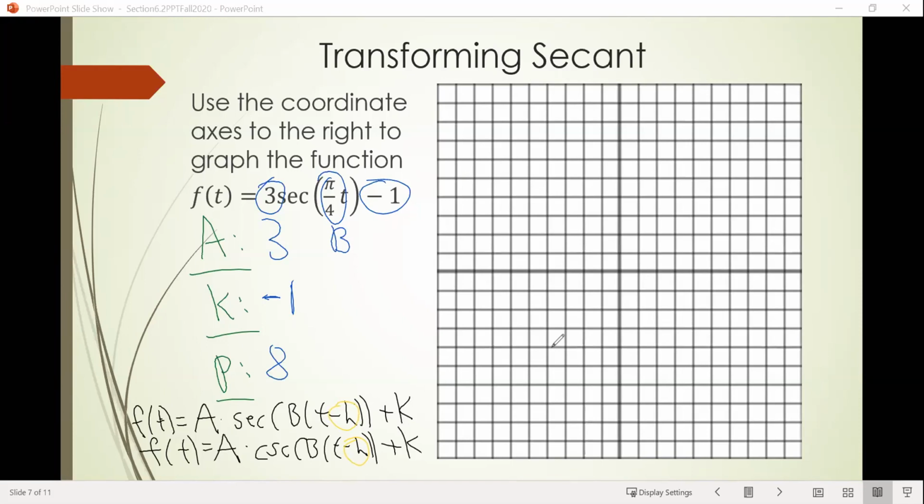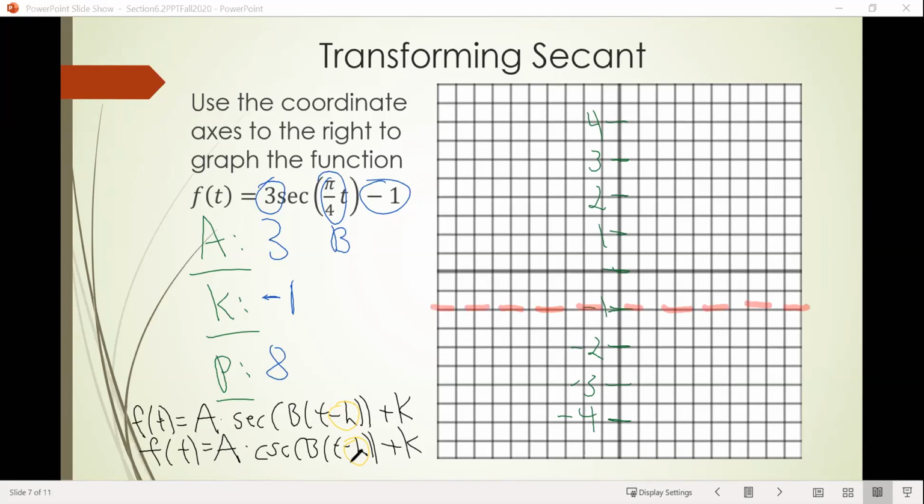Okay, so let's go ahead now and use this information to draw our function. First of all, note that the midline here is at a value of -1. So I'm going to label my axes here. I'll call this -1, -2, -3, -4, and then 0, 1, 2, 3, and 4. So again, our midline there is going to be at -1. So we'll have a dotted line going across at -1.